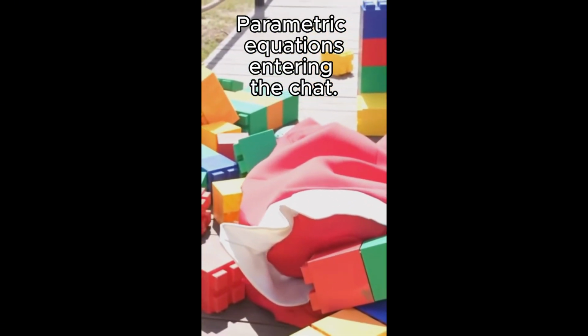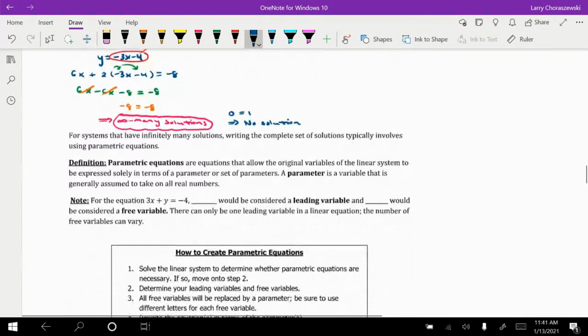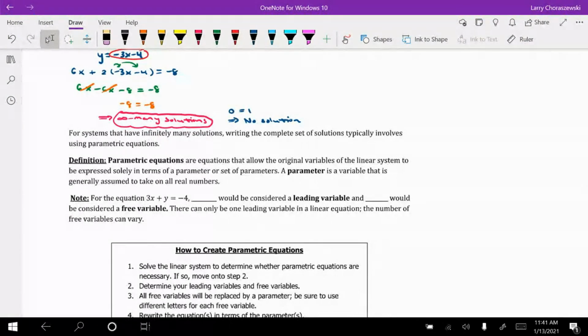Now, parametric equations give us a way of expressing the solution to a system in a more concrete way. It allows us to write what's called a general solution to the linear system, and in a roundabout way, we are able to use that general solution to figure out some specific examples of solutions to the system. One way of explaining what parametric equations are as well is they're equations that allow the original variables of the linear system to be expressed solely in terms of what's called a parameter.